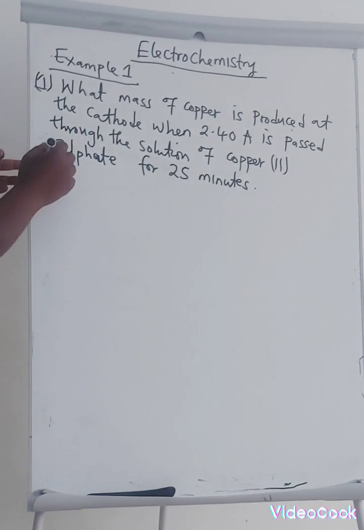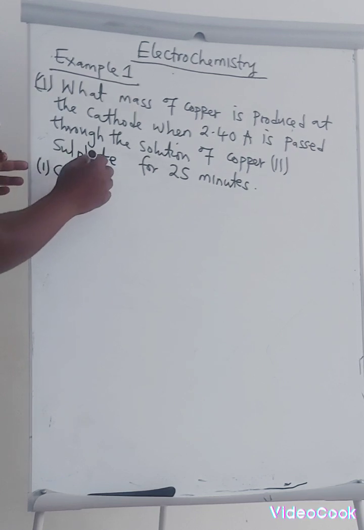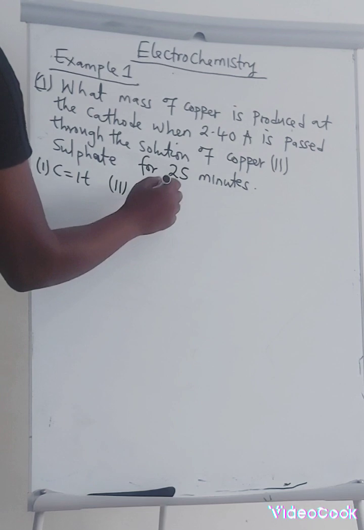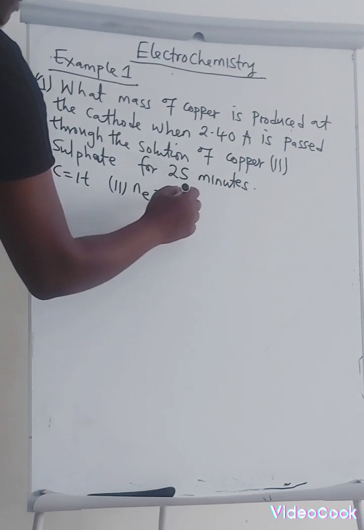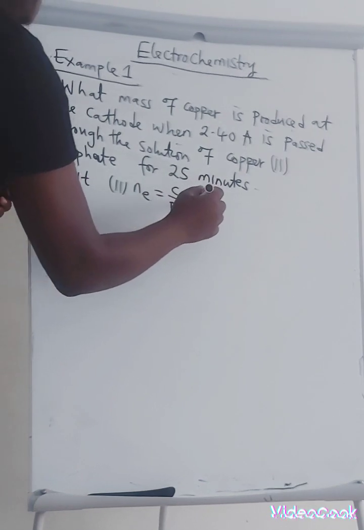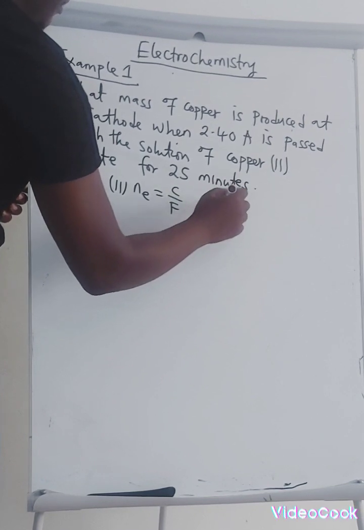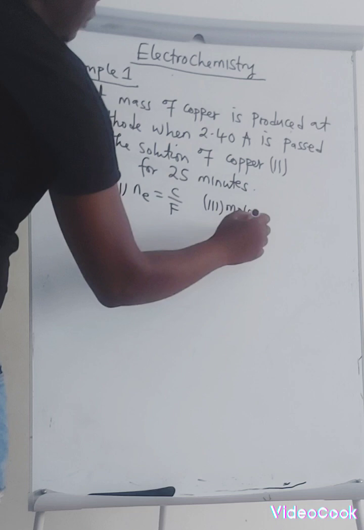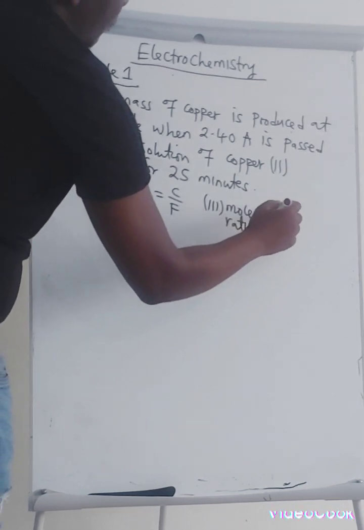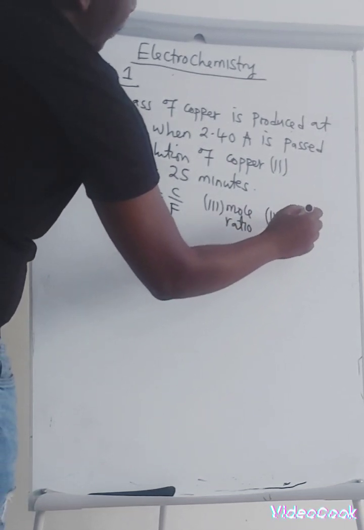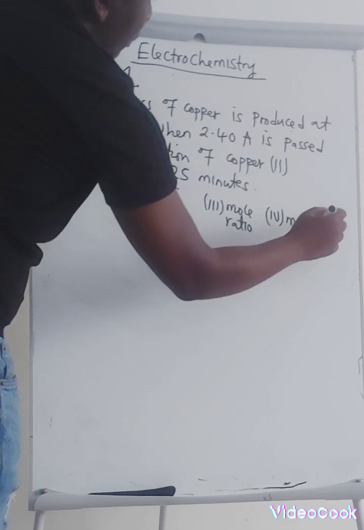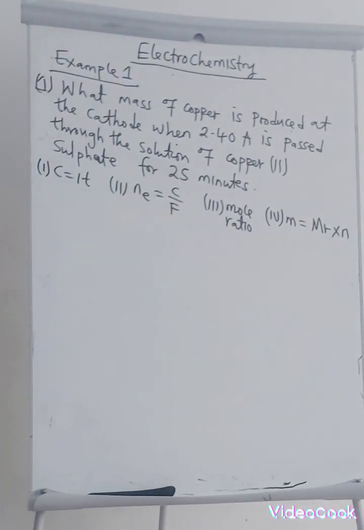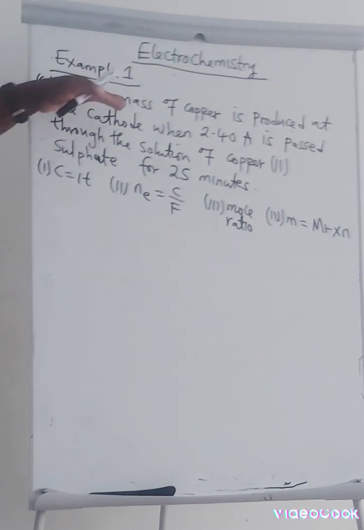Step 1, C is equal to I times t. Step 2, we convert to the number of moles of electrons, which is C over Faraday's constant. Then step 3, mole ratio. Then step 4, mass. We get the mass from the number of moles. So for this question, what's the mass?